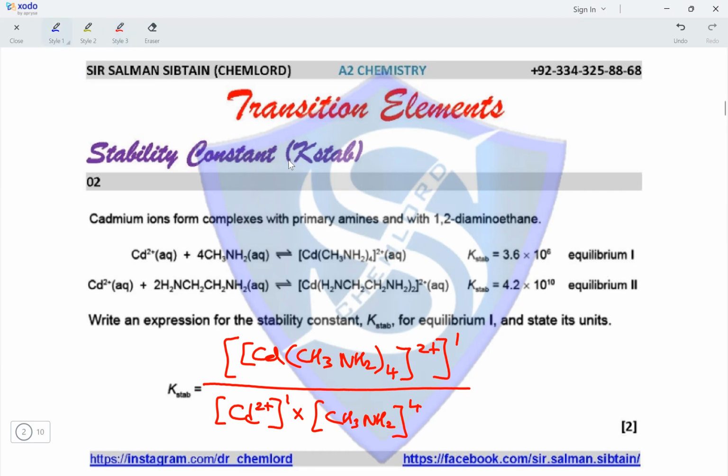For the units, we've got 1 mole of concentration in the numerator and 5 moles in the denominator. So 1 mole will cancel out. We are left with 1 upon mole per dm cube raised to the power of 4. Bringing these up into the numerator, the units would be mole raised to the power of minus 4, dm raised to the power of plus 12.